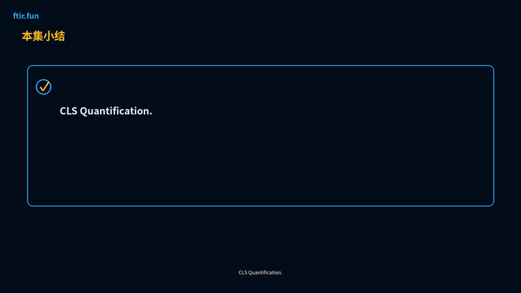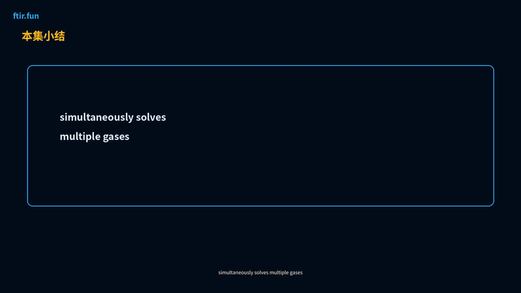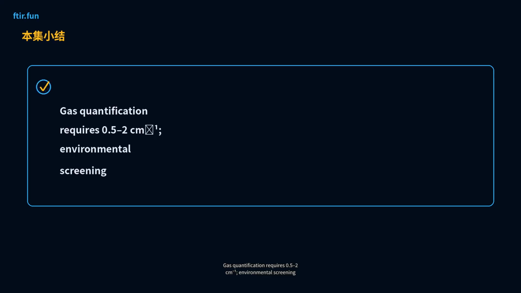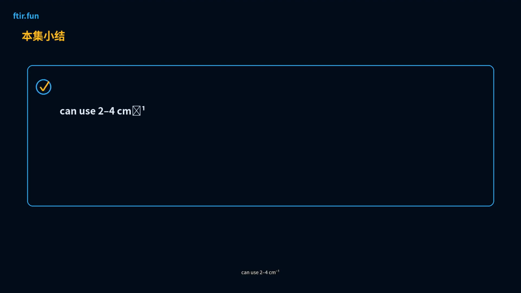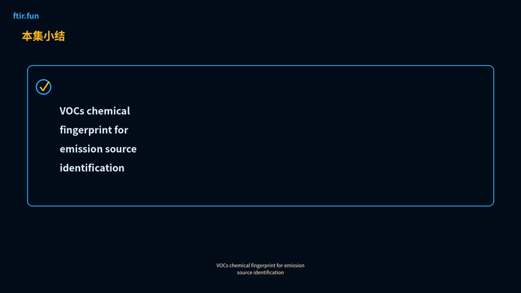CLS quantification, classical least squares multivariate quantification, simultaneously solves multiple gases. Resolution: gas quantification requires 0.5 to 2 centimeters. Environmental screening can use 2 to 4 centimeters. Source identification value: look for chemical fingerprint for emission source identification.